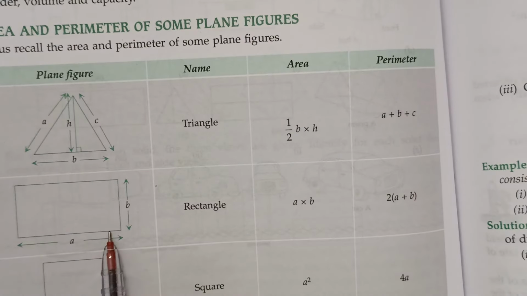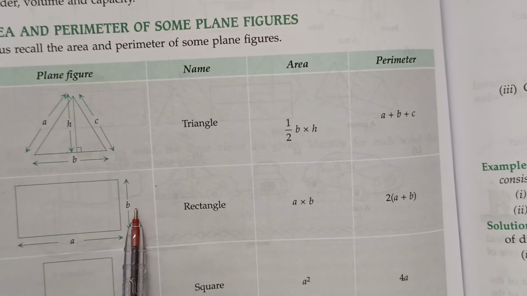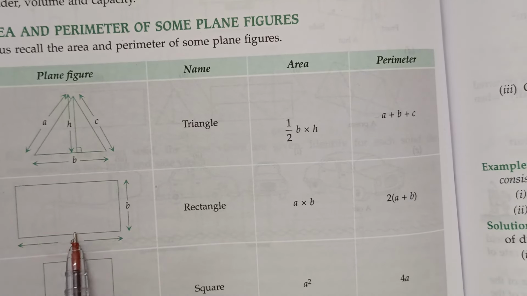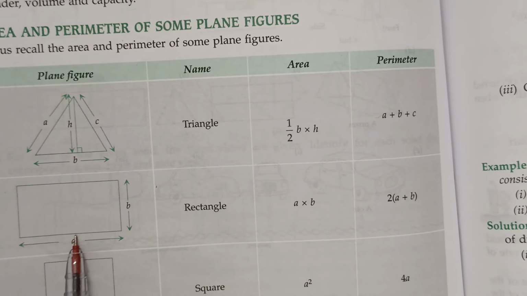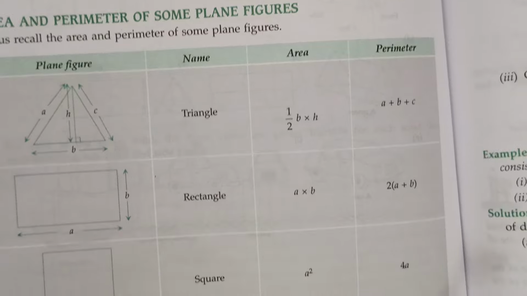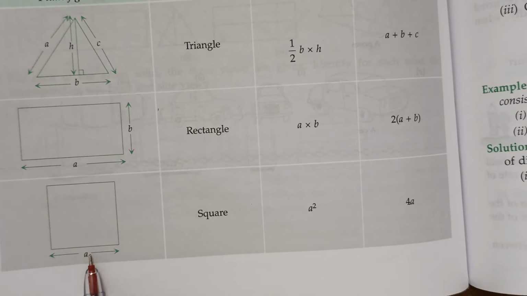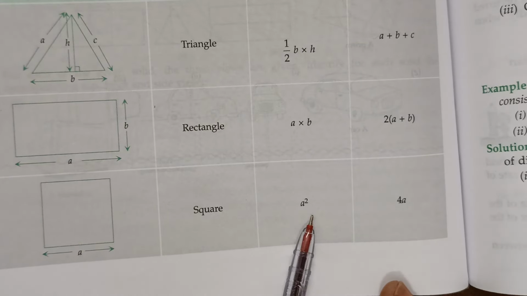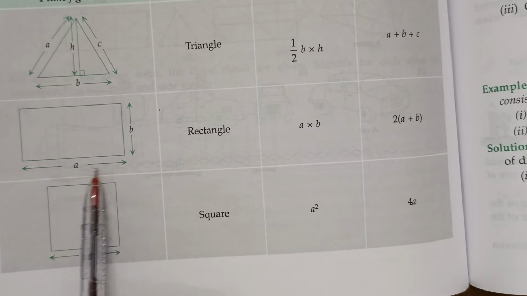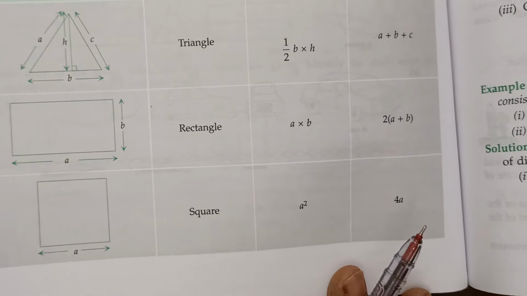Then we come to a rectangle. Here its area will be length into breadth, and its perimeter will be twice A plus twice B, means twice length plus twice breadth, that is written as twice A plus B. Then we come to square. Square, we know that all the sides are equal. So if one side is A, its area is given by side square or A square, and its perimeter is 4 into A, because all the sides are equal. So we'll just multiply by 4.